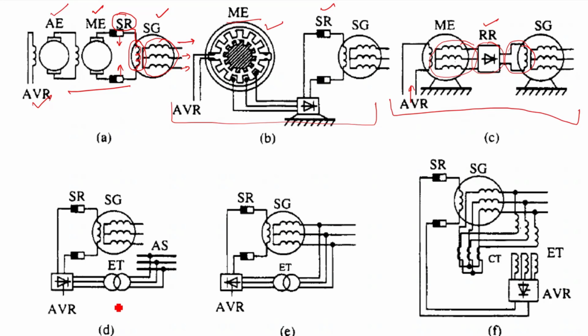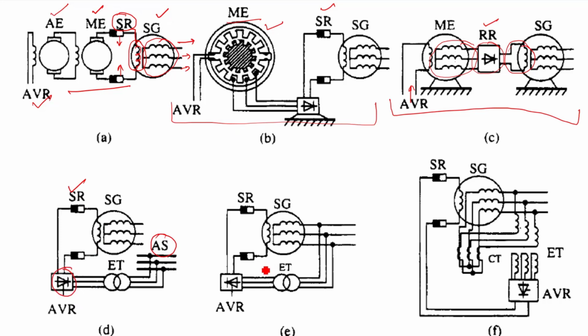One more arrangement we can see here is your synchronous generator, where the field of the synchronous generator is fed through an external transformer, which is being fed by the auxiliary supply. So from the auxiliary supply, through the external transformer, we are feeding the field of the synchronous generator through the slip ring. Here we have the rectifier.